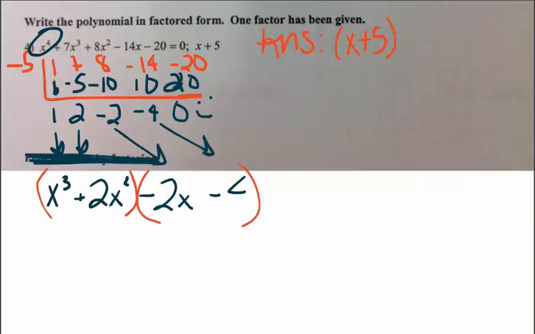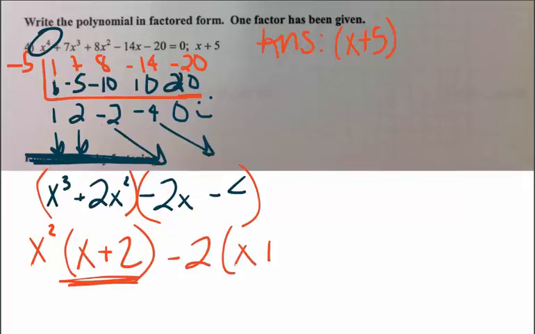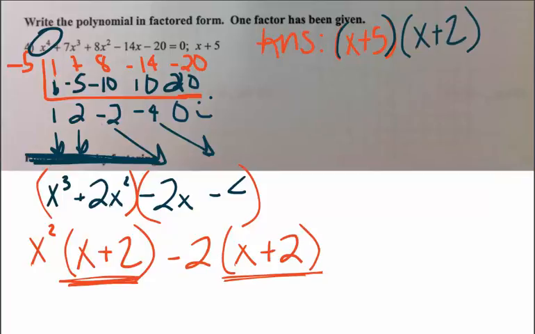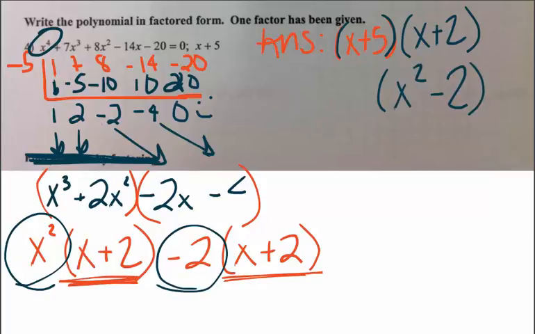I can make this smaller and factor by grouping, where we group first 2, last 2, and we take out greatest common factors. Like out of the first group, I'm going to take out an x squared, and it looks like I get an x plus 2 left over. So I have to make this x plus 2 show up again for factoring by grouping to work. So in order for me to do that, if I take out a -2, then I have an x plus 2 left over. So along with this x plus 5 that's up here, I'm also going to have an x plus 2. And if you guessed x squared minus 2 is your other factor, you are correct.